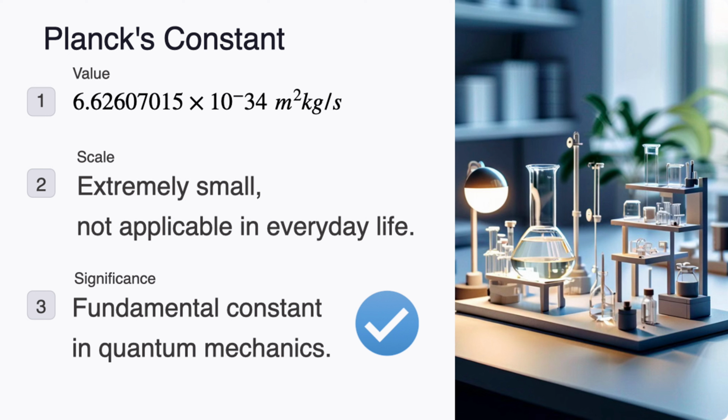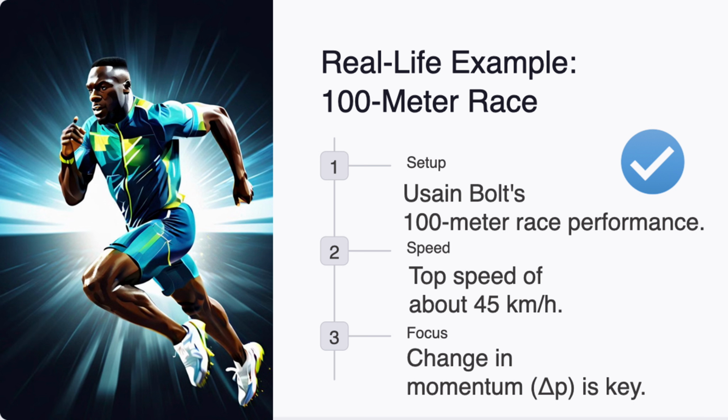Extremely small. The important thing is that these units are used in the quantum world. So let's put it into real life. For simplicity's sake, let's take a 100-meter race in a straight line. Usain Bolt, a world-class athlete, is known to have a top speed of about 45 km/h.